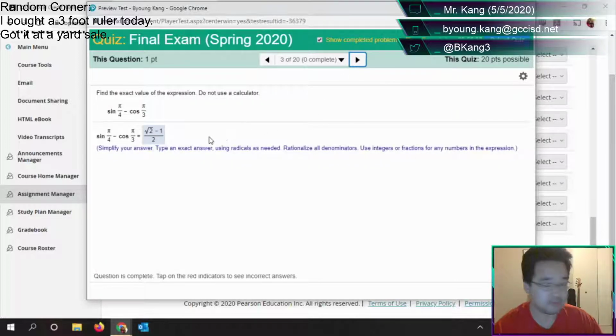This exact value is just two things off the unit circle. So sine of pi over 4 is square root of 2 over 2. Cosine of pi over 3 is 1/2. And you just combine them and put them in the same fraction because they already have a common denominator.